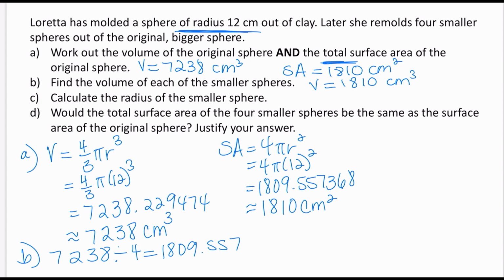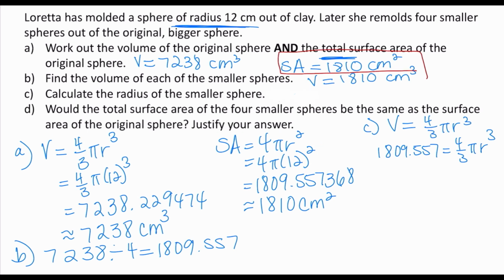In part C, it says to calculate the radius of the smaller sphere. We found out that one of the smaller spheres is going to have a volume of 1,809.557. So we're going to set up the problem by substituting into the volume formula of a sphere, which is 4/3 pi radius cubed. We substitute 1,809.557 is equal to 4/3 pi radius cubed. In this case, we're looking for the radius because that's the part that we don't know. Let's divide both sides by 4/3, which is the same as multiplying by the reciprocal 3/4. So either take 1809.557, which you should still have in the calculator with all of those decimal values, and either divide that by 4/3 or multiply by the reciprocal 3/4.